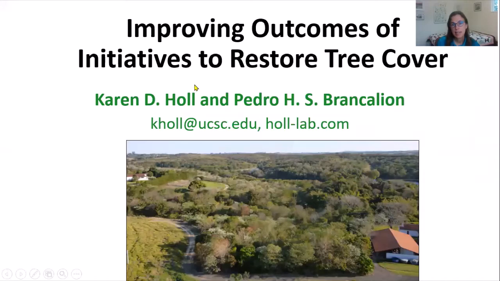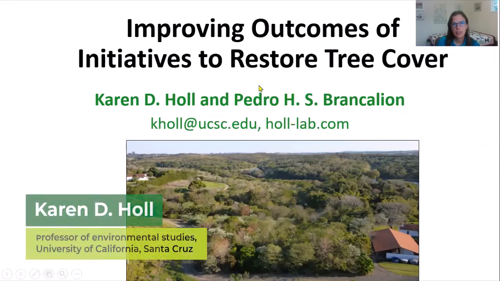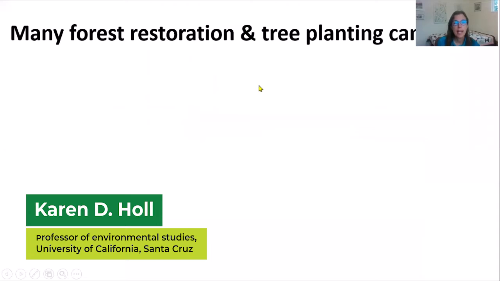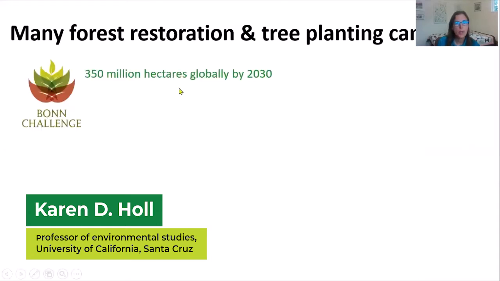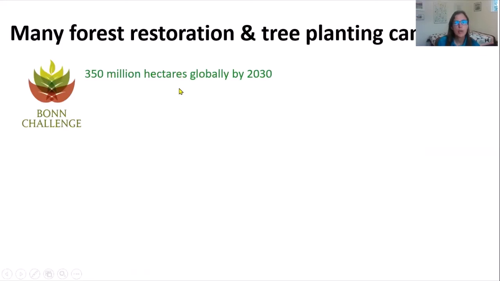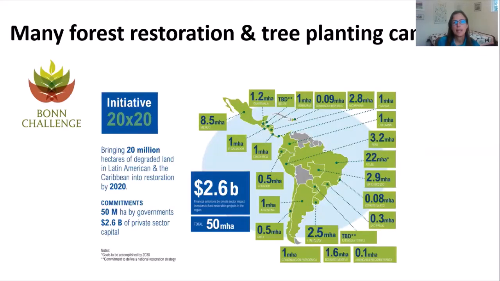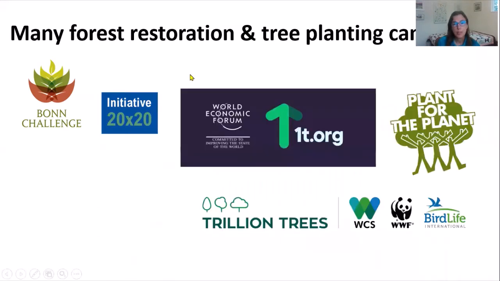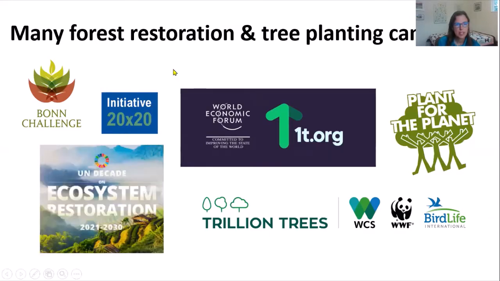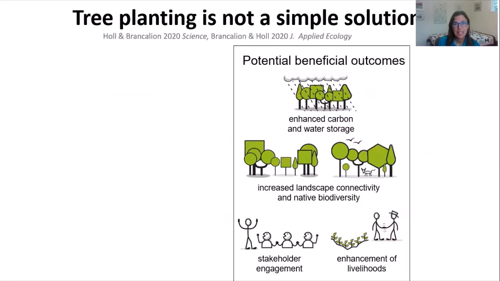Today, I'll be talking about ways to improve outcomes of initiatives to restore tree cover. As I'm sure you all know, there are many forest restoration and tree planting campaigns. One of the first was the Bonn Challenge, which was underpinned by regional initiatives such as the 20 by 20 initiative in Latin America. More recently, there are at least three efforts globally to try to plant a trillion trees. And then there's also the UN Decade on Ecosystem Restoration, which is just starting. And there are many more initiatives.